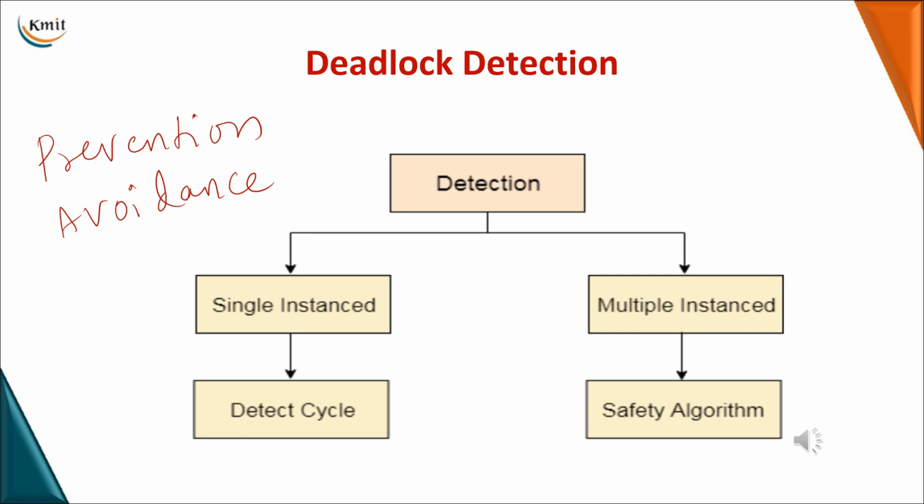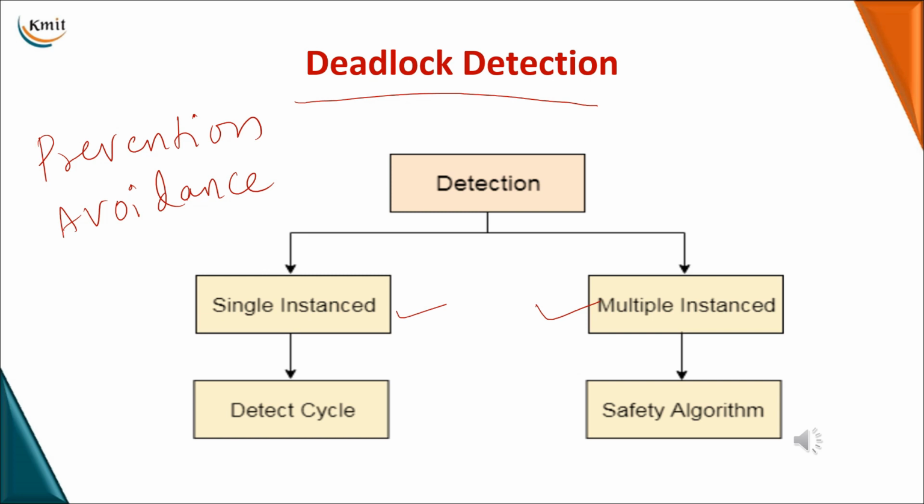But how do we go about detecting that particular deadlock? So, the first step here is deadlock detection. You know that deadlock has occurred, but we have to detect it. So when you want to detect a deadlock here, we have to take two considerations into account. One is single instance, other is multiple instance.